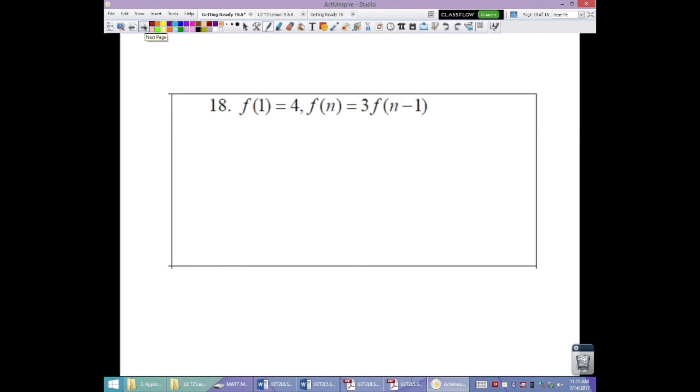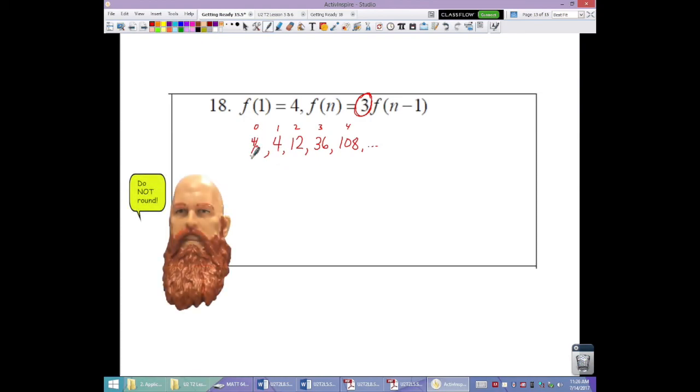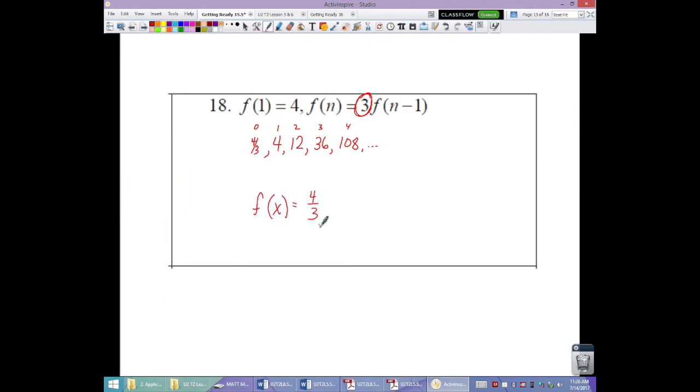Okay? Now we're given the recursive formula, and we want to turn that into explicit. So let's think about this. F of 1 is 4, means my first one is 4, and this is telling me that I multiply by 3 to get the next term. So times 3 is 12, 12 times 3 is 36, times 3 is 108, and so forth. Again, for explicit, I'm going to need to go backwards one place. So if this is first, second, third, and fourth, my 0th term would be 4 divided by 3. Well, that's simply 4/3. So f of x is equal to 0th term times the common ratio to the x power.